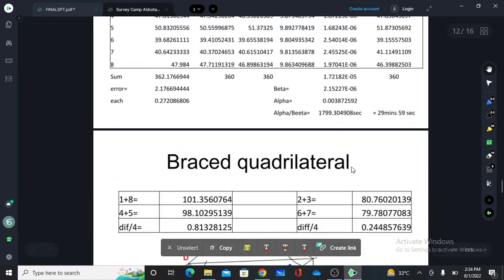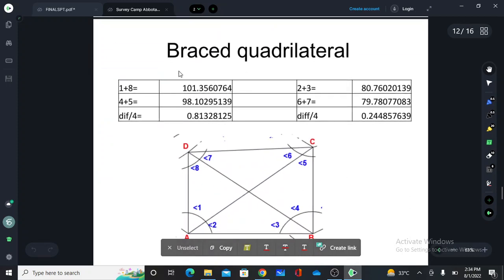And then we have brace quadrilateral adjustment. Now in brace quadrilateral adjustment, what is the rule? You see here that we have braces. So this AC line is a brace and BD is a brace. According to geometry, the sum of angle 1 and 8 should be equal to the sum of angle 4 and 5. Similarly, the sum of angle 2 and 3 should be equal to the sum of angle 7 and 6. You see here that the sum of angle 1 and 8 is 101.3, and 4 and 5 is 98. So you see there is a difference.